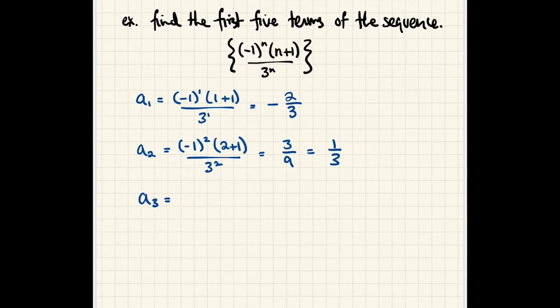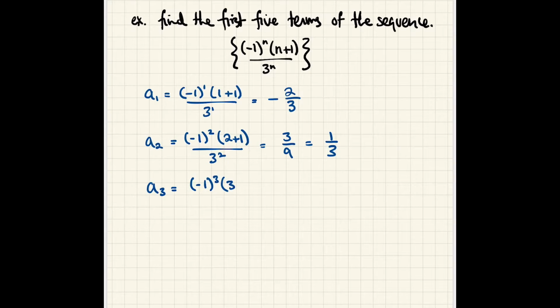a sub 3 is (-1)^3 times (3 + 1) over 3^3. And (-1)^3 is, well, negative again. So 3 plus 1 is 4 over 27. So notice that (-1)^n will either evaluate to plus 1 or negative 1. So this type of sequence is called an alternating sequence, where the sign changes with each term. And it's represented in the general term, usually with a factor that looks like this, (-1)^n.